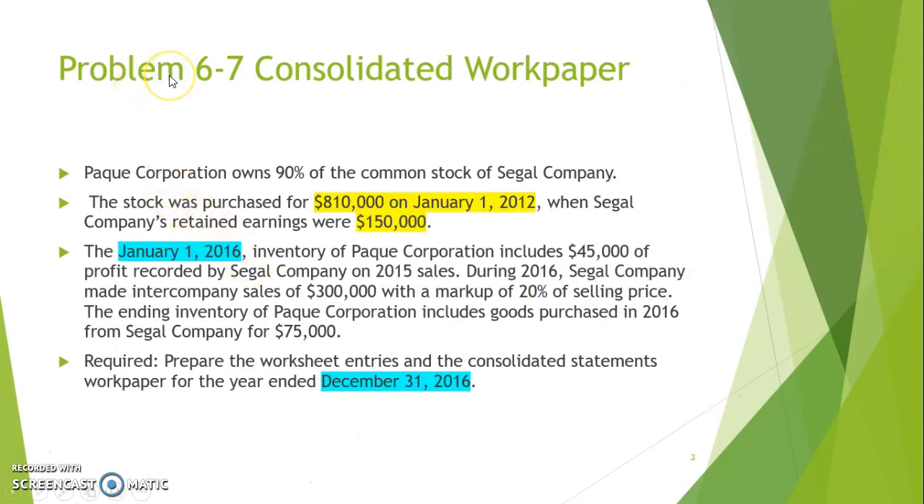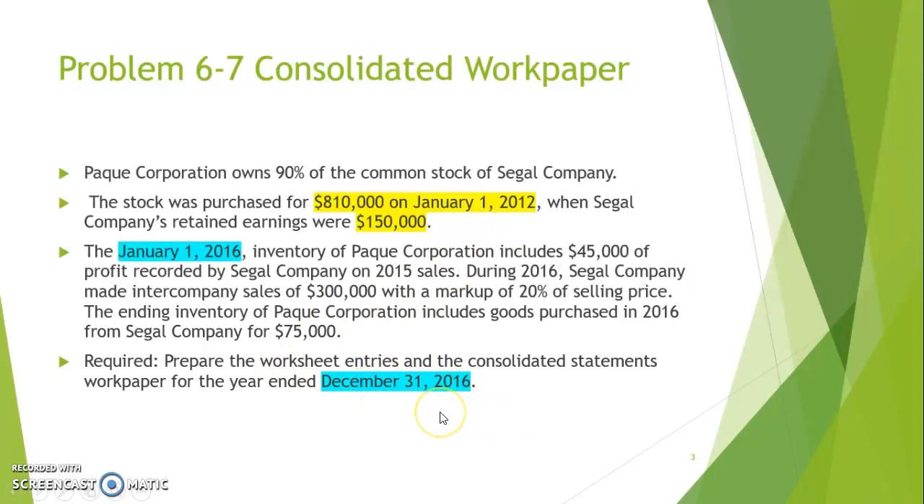Now, in problem 6.7, the data reflects that Pride Corporation owns 90% of the common stock of Seagull. The company was purchased for $810,000 on the 1st of January 2012, when the beginning retained earnings was $150,000. We are now in the year 2016, and you're required to prepare the worksheet entries and consolidated working papers for the year ended December 31, 2016. So we purchased on January 1, 2012, and we're preparing the statements at December 31, 2016.